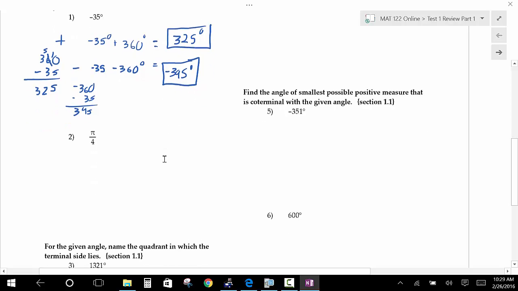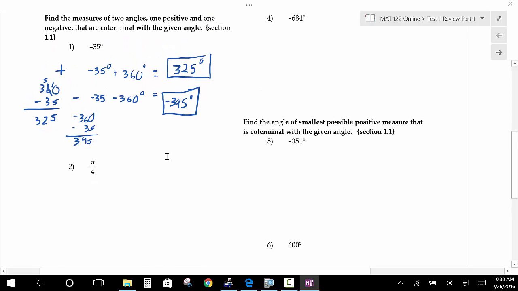Next problem. Now this one is in radians, so it'd be the same thing. If you wanted to find an angle that's positive and coterminal to it, you really add 360. However, 360 is the same thing as 2 pi radians. That's a real fundamental thing to remember: 360 degrees is the same as 2 pi. So we're going to add 2 pi to get this.